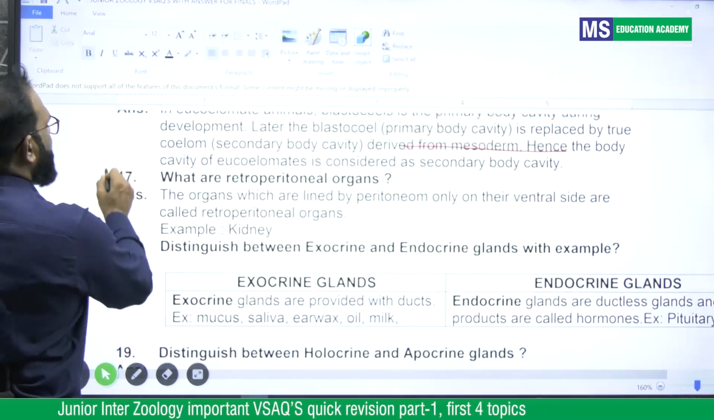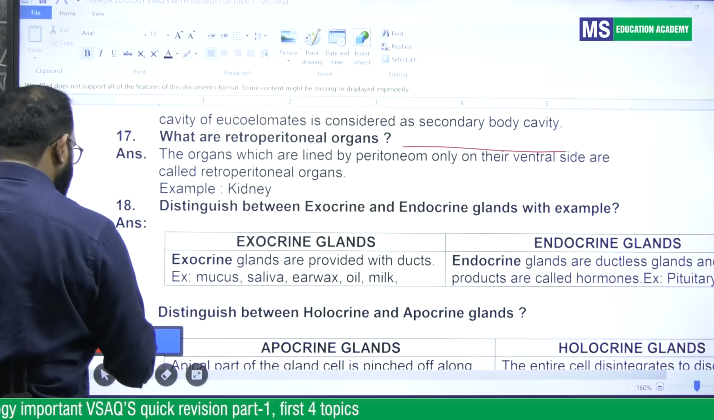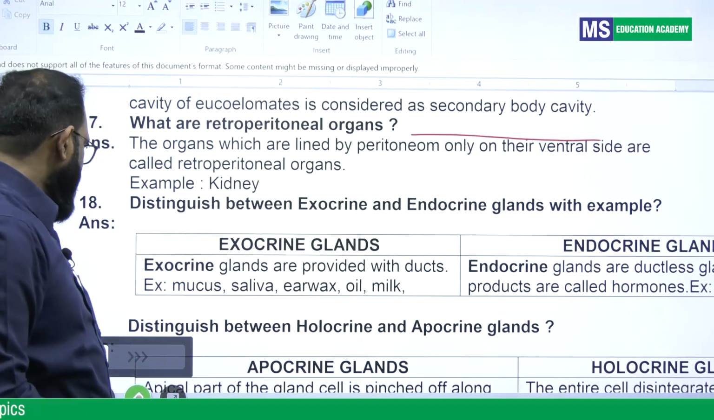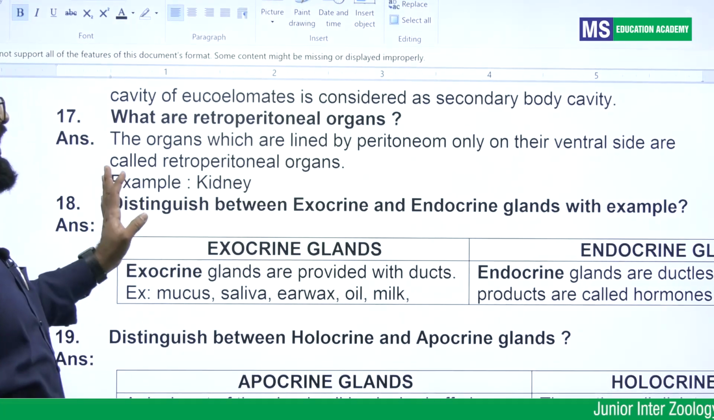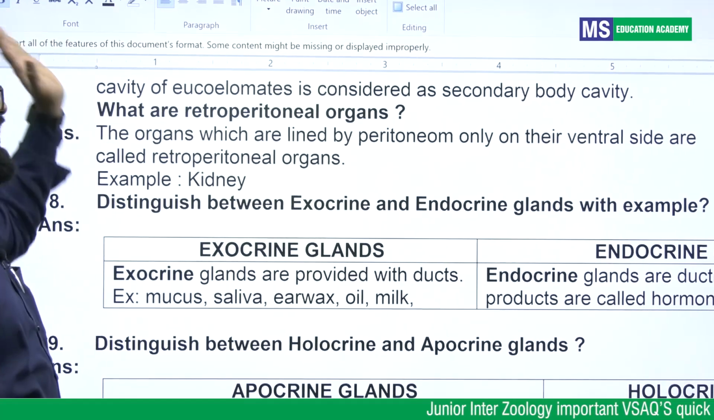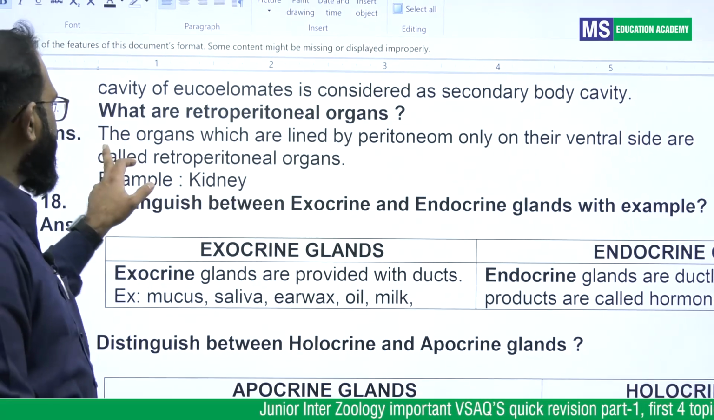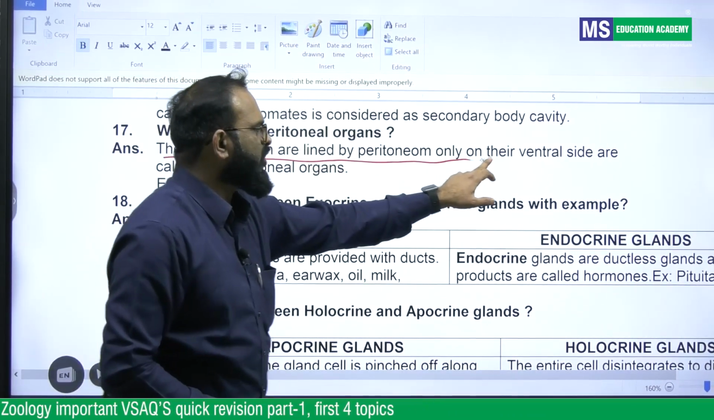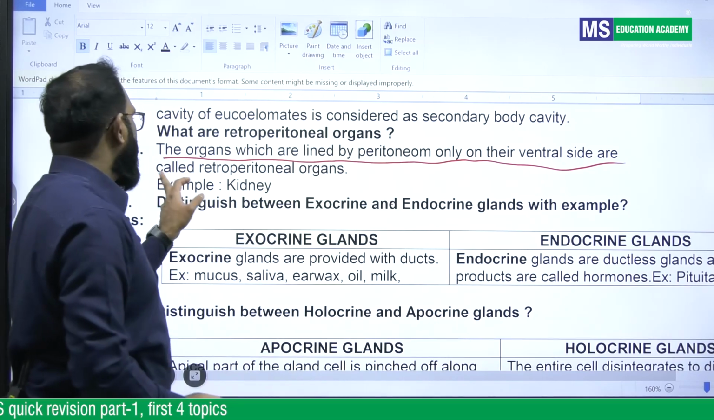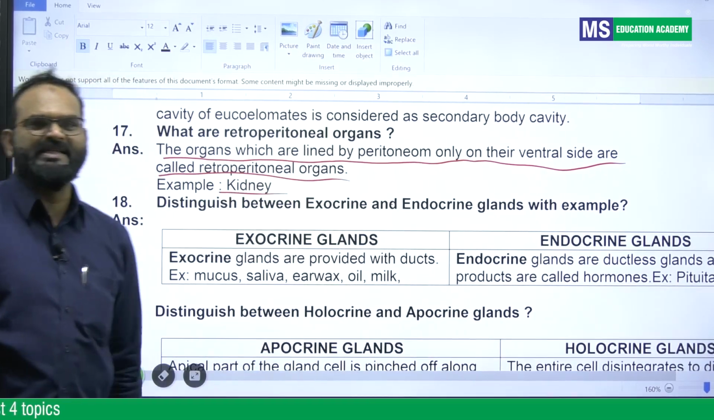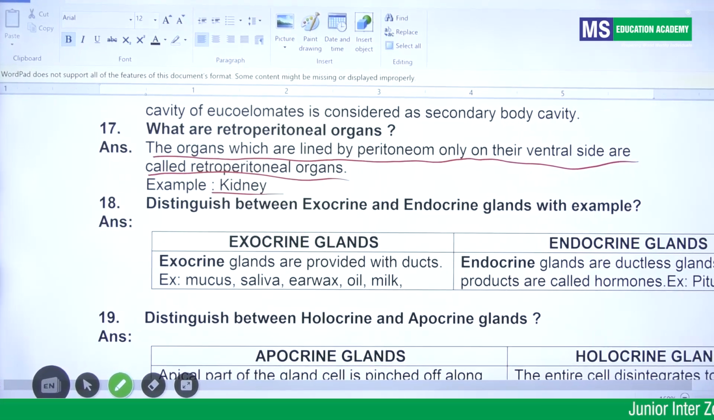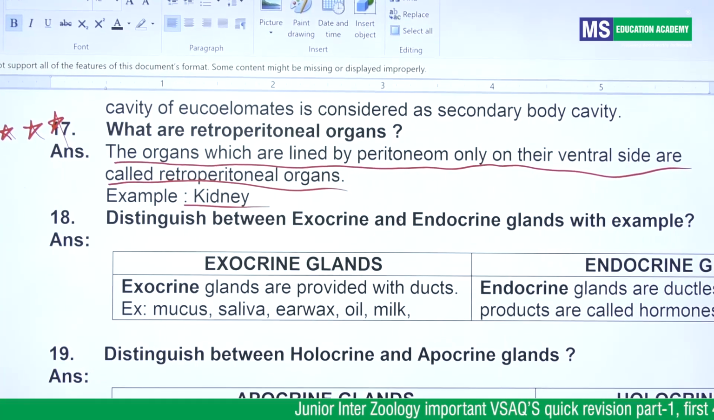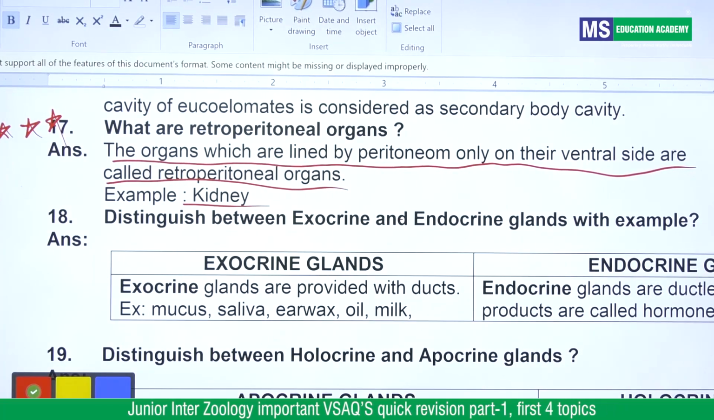Next question, what are retroperitoneal organs? Students, I'll give again triple star to this question. The organs which are lined by peritoneum only on their ventral side. I repeat one more time, the organs which are lined by peritoneum only on their ventral side are called retroperitoneal organs. Example, kidneys. ट्रिपल स्टार क्वेश्चन स्टूडेंट्स, एग्जाम में आने वाला क्वेश्चन स्टूडेंट्स, ट्रिपल स्टार. Next.